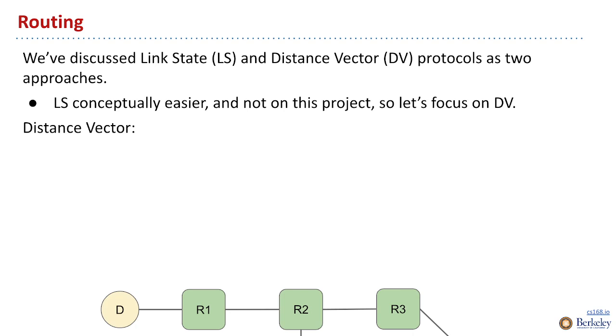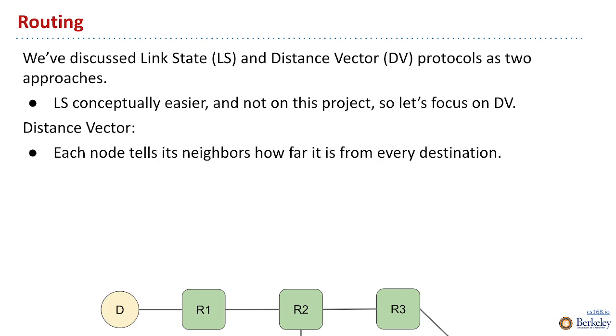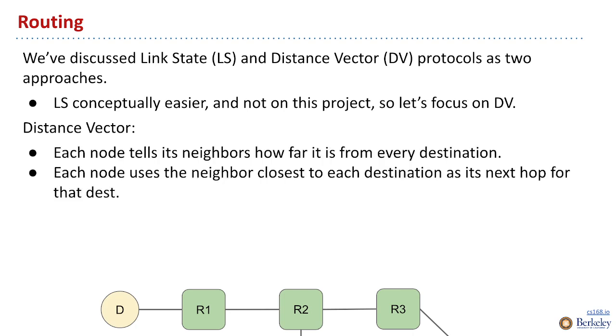So what do we do for distance vector? It's two simple rules. One says every node is going to tell each of its neighbors its distance to some destination. Okay?